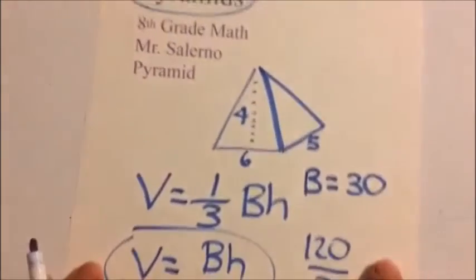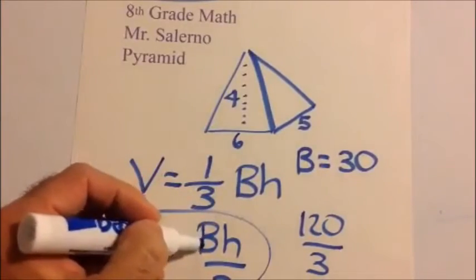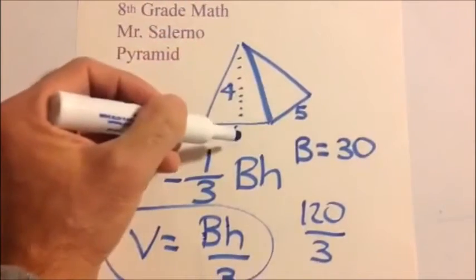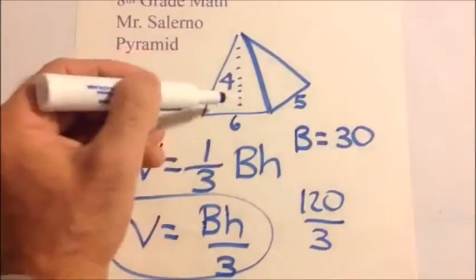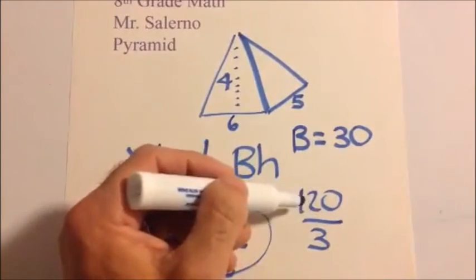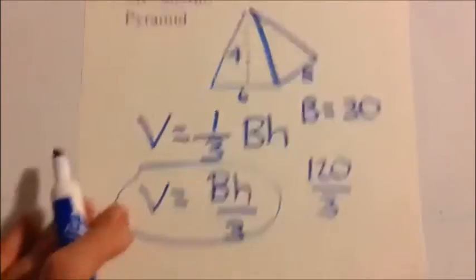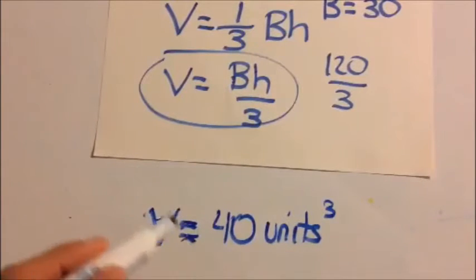So again, let's review that. The formula was the capital B base times the height, and the base of the pyramid was 6 times 5. 6 times 5 is 30. We times it by the height of 4. We got 120, and we divided it by 3, because that's what the formula said. And again, the volume is 40 units cubed.